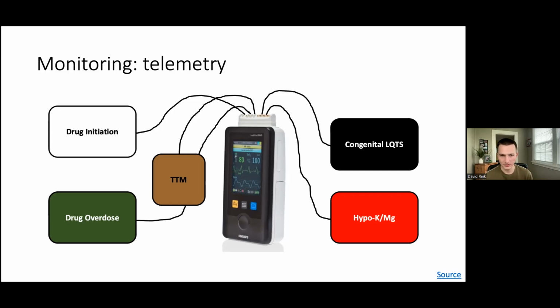Clearly, the one we're all very familiar with is electrolyte abnormalities ongoing. So we commonly do this in our patients who are being diuresed and have frequent electrolyte abnormalities. And then additionally, there's a recommendation in targeted temperature management, which of course, these patients are all in the ICU and getting telemetry monitoring anyway.